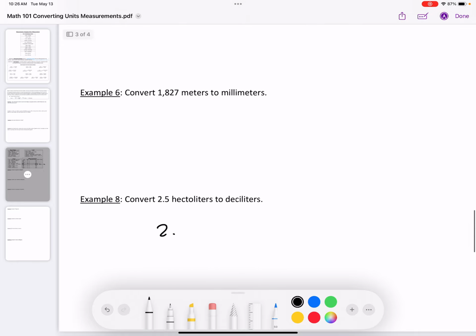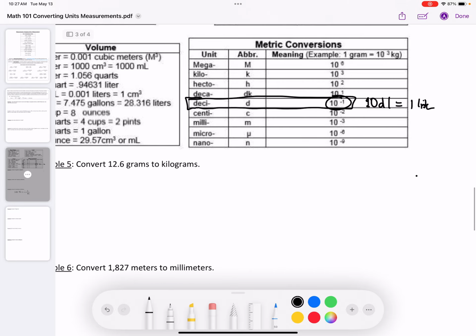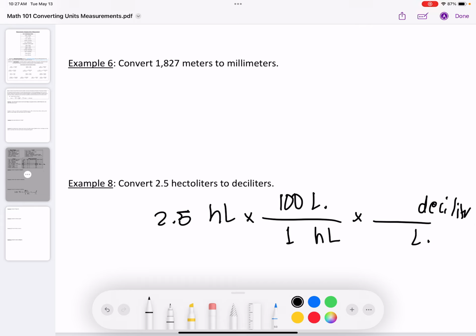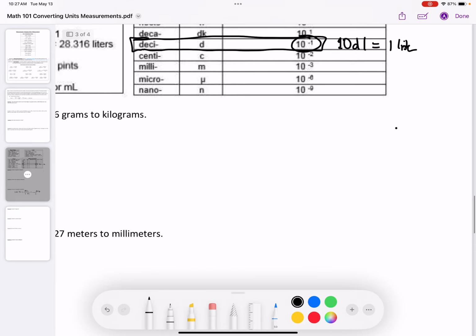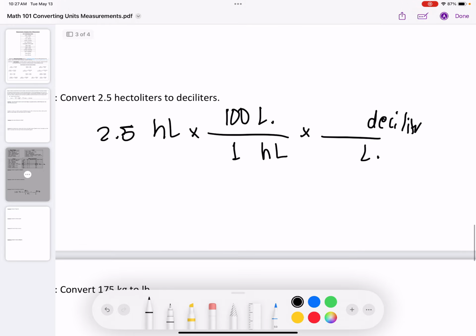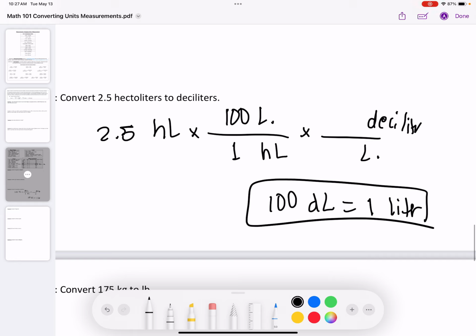So where was I? I had 2.5, sorry about that, hectoliters. I want hectoliters down here, and then liters here. There are 100 liters in 1 hectoliter. But now we want a conversion that goes from liters to deciliters. I just saw it, but I forgot what it was. 100 deciliters in 1 liter. That's right. And the other one we had was 100 liters in 1 hectoliter.